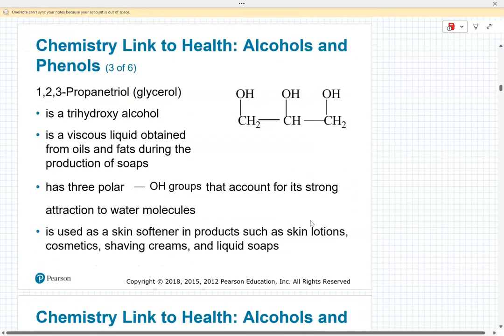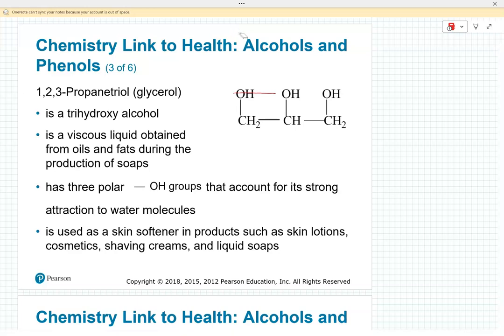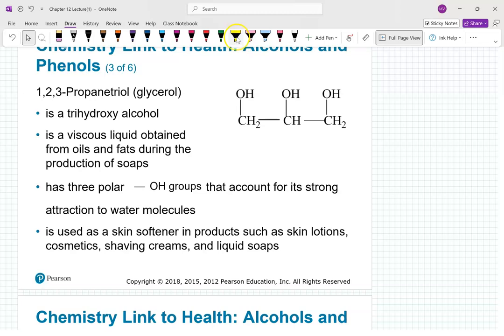Few more alcohols, like for instance, this is glycerol. Okay, so it has 3 hydroxyl groups. Pretty viscous. Anyone ever used glycerol?